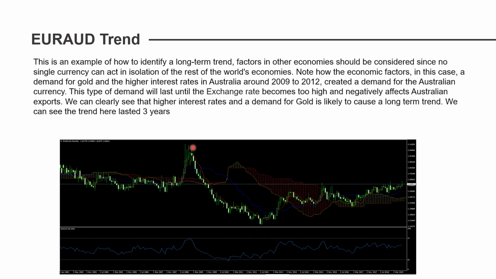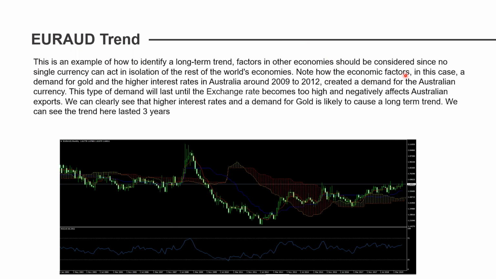The point of the webinar is to try and predetermine when a trend is going to form. So let's look at this as an example. Now, this is an example of how to identify a long-term trend. Factors in other economies should also be considered, since there is never a single currency. You'll always see two currencies like so. So you have to take into consideration the euro as well as the Australian dollar.